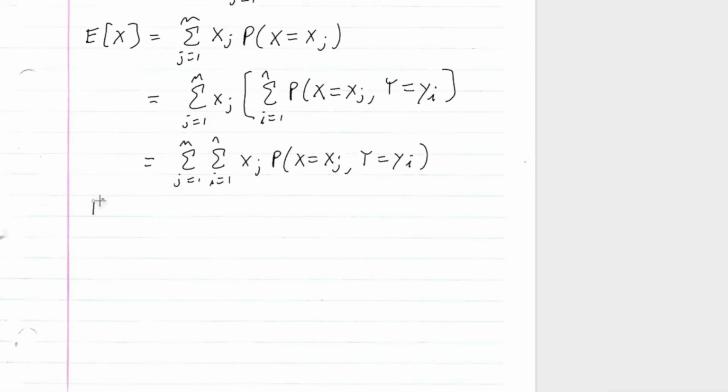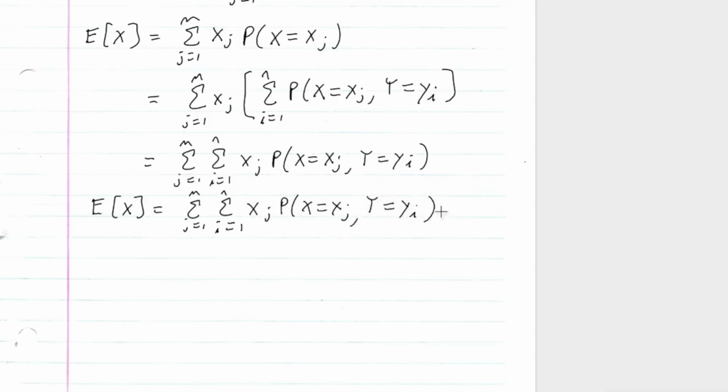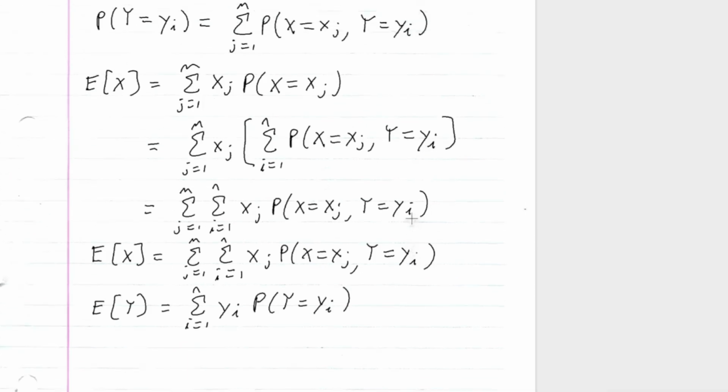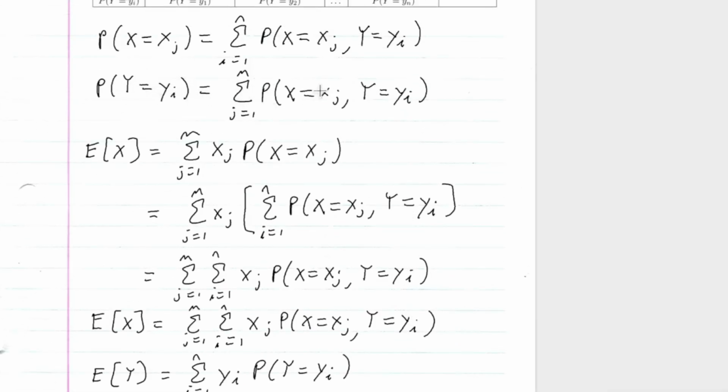The expected value of X is equal to the sum from j equals 1 to m, the sum from i equals 1 to n, of x sub j times the probability that X is equal to x sub j and Y is equal to y sub i. And the expected value of Y is derived the same. The expected value of Y, by definition, is the sum from i equals 1 to n of y sub i times the probability that Y is equal to y sub i. But remember, the probability that Y equals y sub i is this guy here.